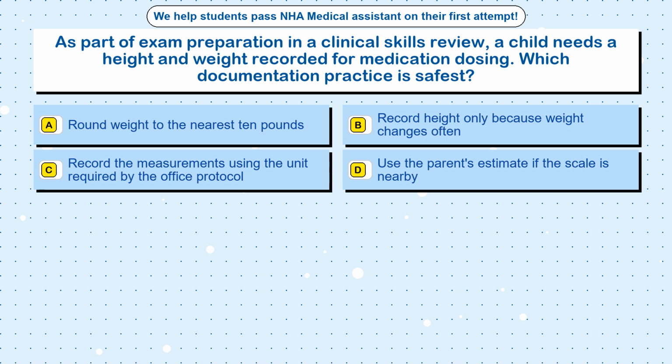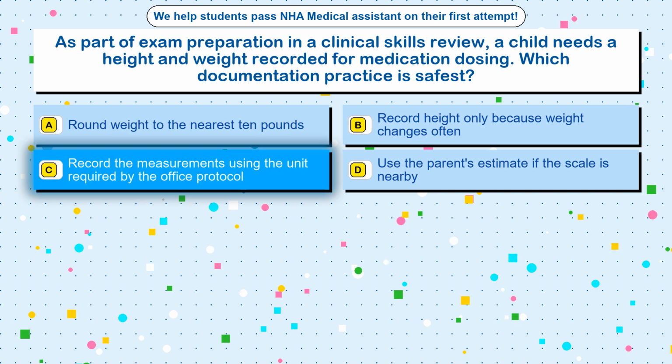Record the measurements using the unit required by the office protocol. Option D. Use the parent's estimate if the scale is nearby. The correct answer is option C. Record the measurements using the unit required by the office protocol.